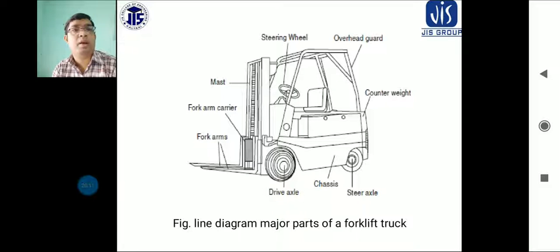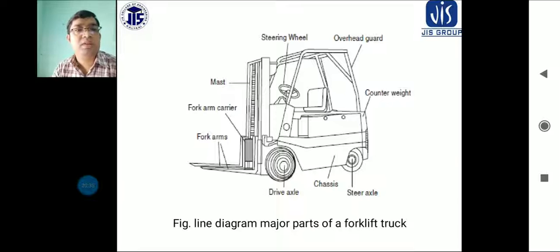Another thing is the overhead guard. That is required as a guard, a structure considered as a guard type. This is called the overhead guard, and with the overhead guard you properly protect the vehicle, that means the forklift truck, and the people inside of it.